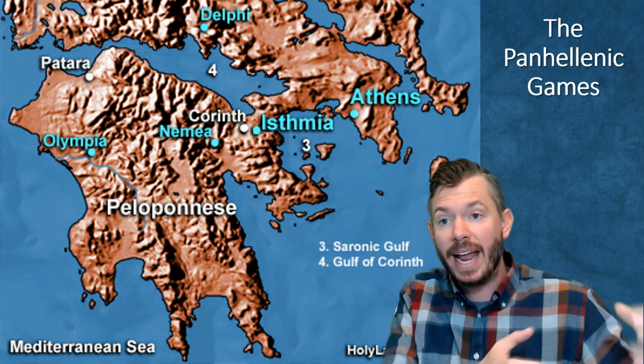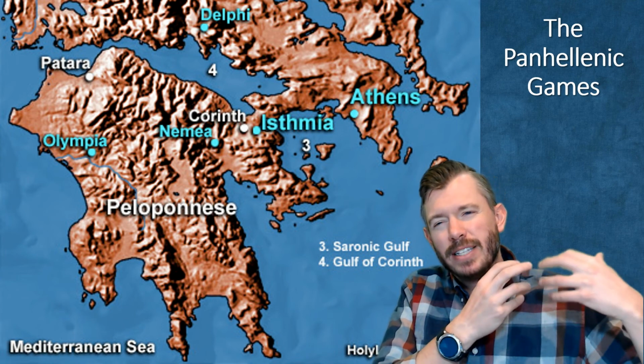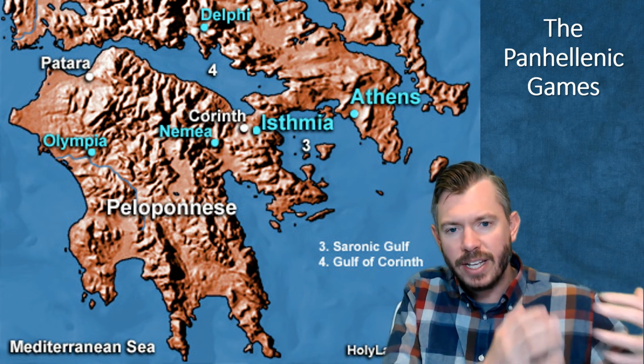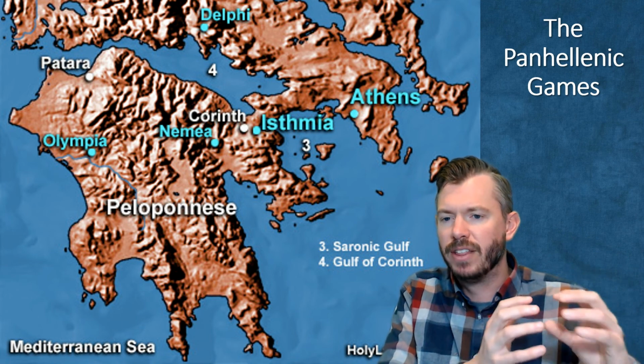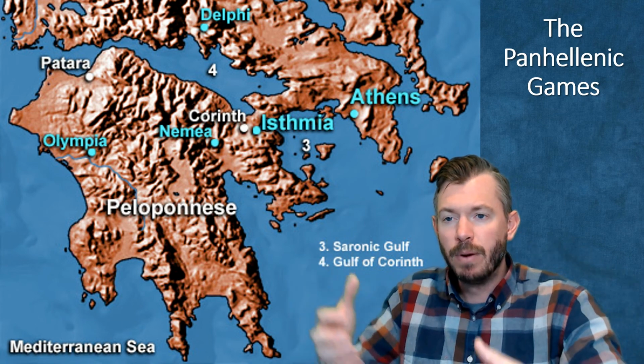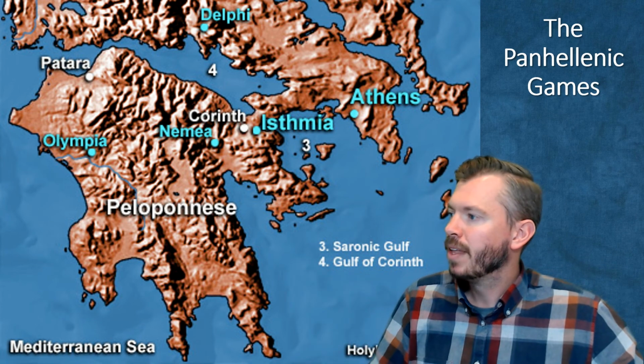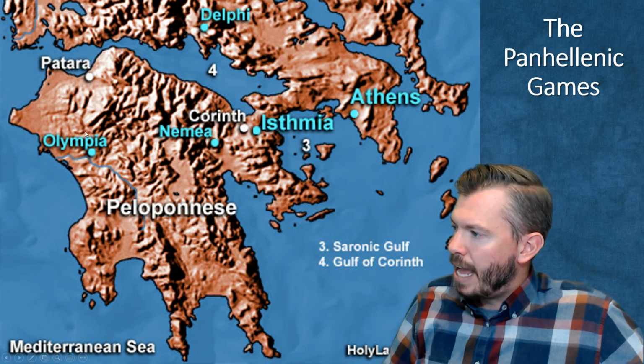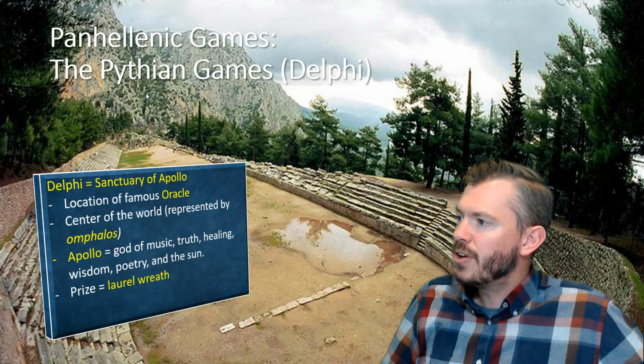So we talked about the Panathenaic Festival, and we talked about the religious components of that. Sports would have been a component as well, but that's based on a particular city. The Panhellenic ones bring together people from everywhere. And we can see the sites here. So the Olympic Games here at Olympia, but we also have other ones.